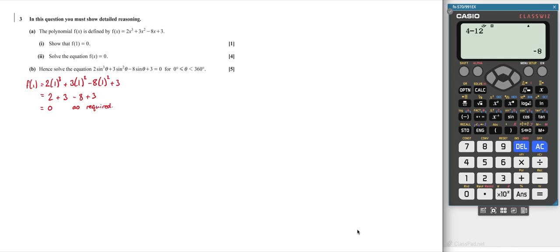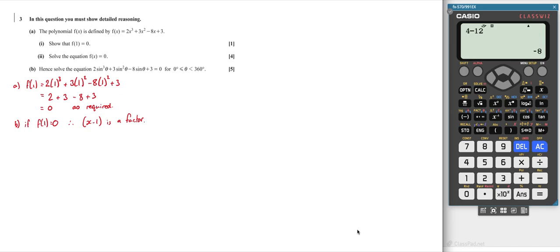As required. Solve the equation f of x equals 0. This is where we've got that detailed reasoning. We can't just shove it in the solver. We need to use the factor theorem to do that. So part A tells us that, so B, if f of 1 equals 0, that means x minus 1 is a factor. So therefore, we can try and divide that.